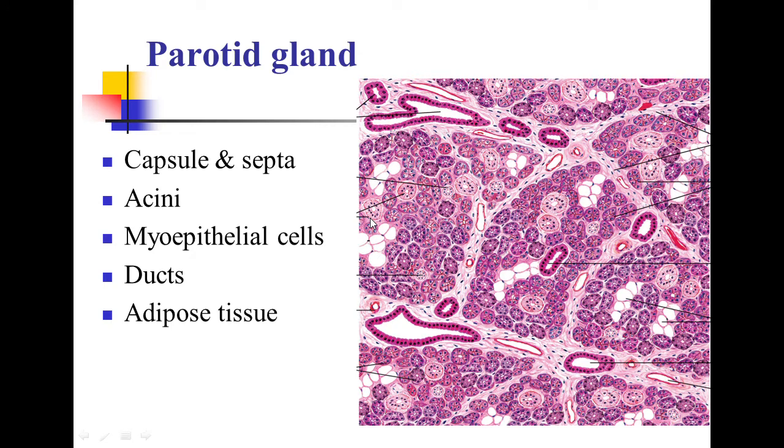Now parotid gland is a serous salivary gland. We have already seen the general structure of the salivary gland. That means it contains the connective tissue component and it has a parenchyma. So the gland is surrounded by a capsule and this capsule sends many septa, this connective tissue septa within the gland, and this septa divide the gland into many lobes and lobules.